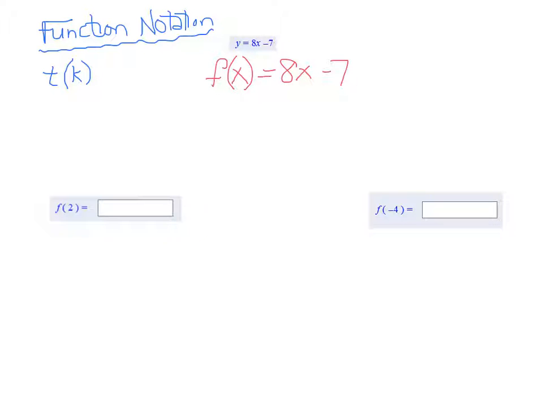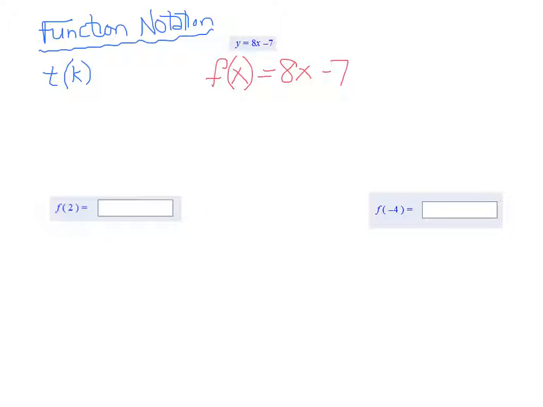Okay, one of the reasons we do that is for some quick notation. What's f of 2? It might be like, how many tokens if I bring 2 kids, kind of thing. Okay, so let's try this. What this means is this 2 is replacing this x. So when they ask me to find f of 2, that just means find the y value if the x is 2. So just a fancy way of saying, hey, plug 2 in for x.